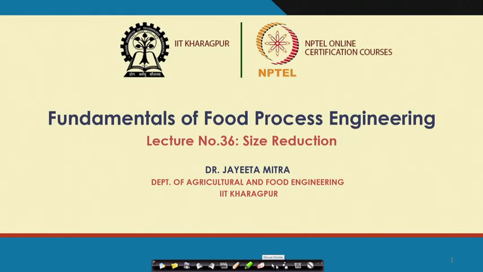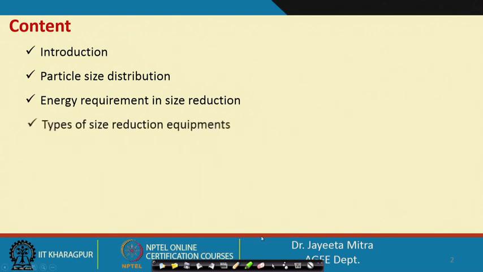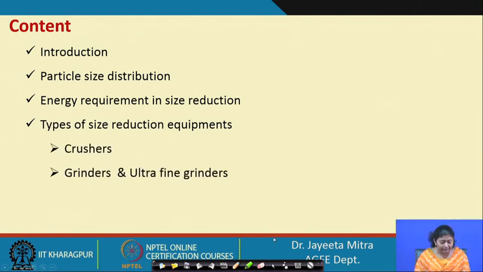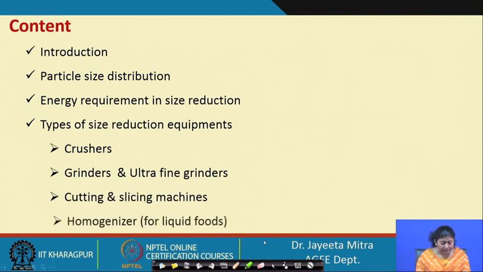This is a very important unit operation in food as well as in the chemical engineering industries. We will cover the introduction about size reduction, particle size distribution, energy requirement in size reduction, types of size reduction equipments, crushers, grinders and ultra fine grinders, cutting and slicing machine, homogenizer for the liquid food.